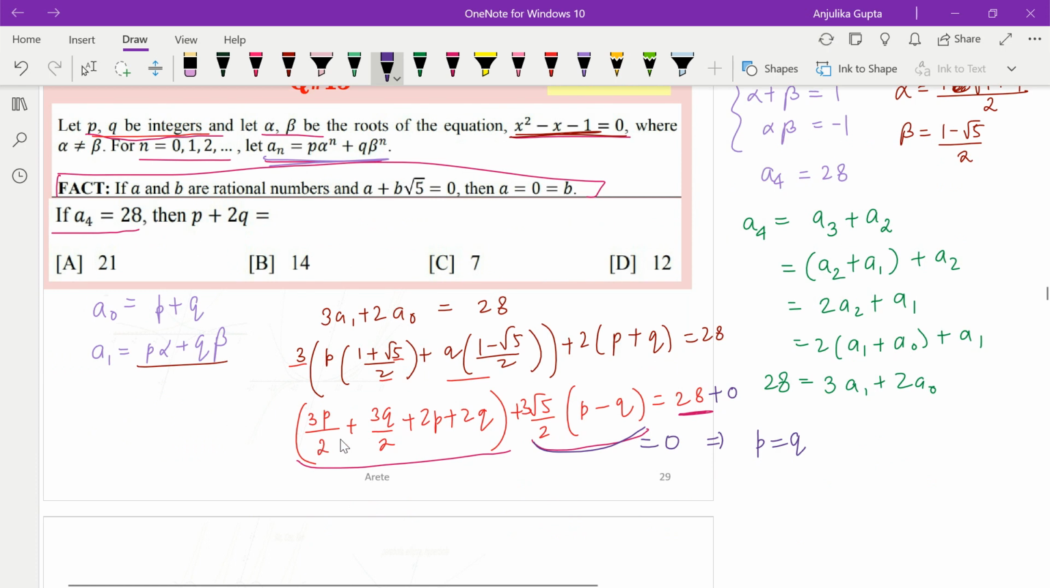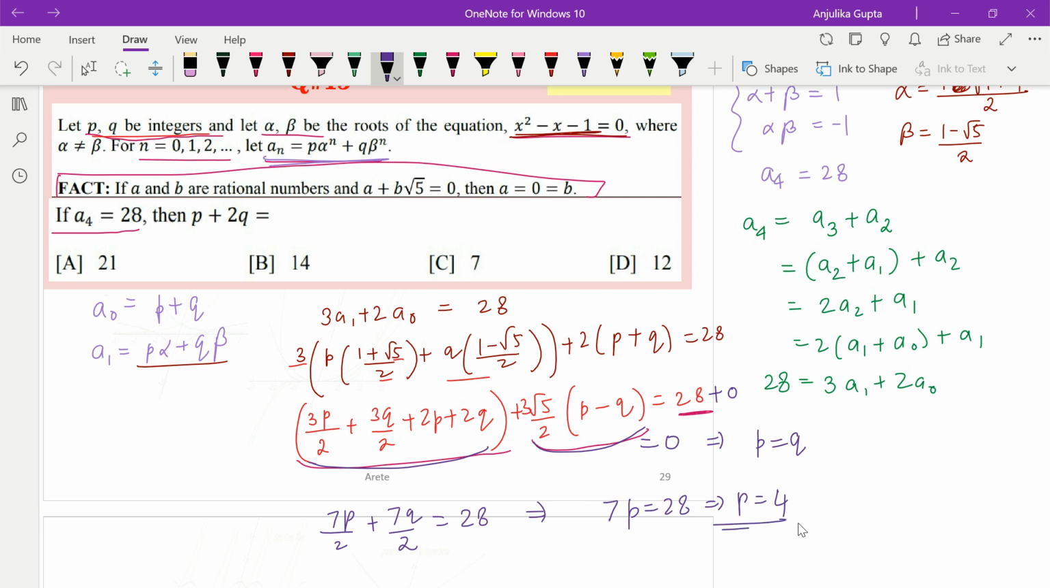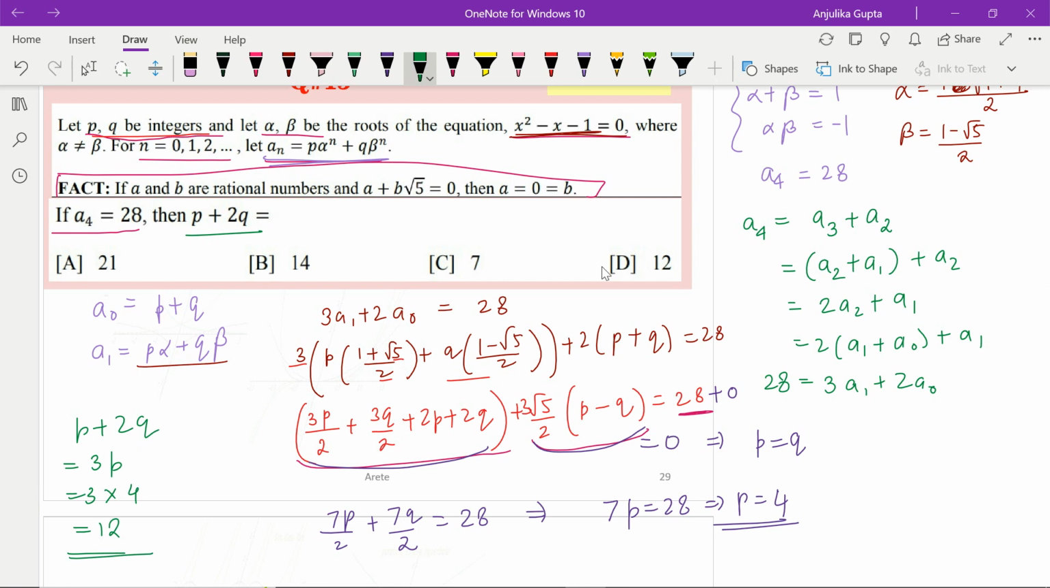Now I can use this. This is the rational part, 3p by 2 plus 2p, how much is that? 7p by 2. 7p by 2 plus 7q by 2 is equal to 28. Now I am going to put p and q as the same. So I get 7p is equal to 28, or I get p to be 4. What are they asking you? P plus 2q. P and q are the same, so P plus 2q is the same as, instead of q also I can put a p, so that is 3p. That's 3 times, and the p value is 4, so you end up getting 12. So that's your answer. 12 is your answer.